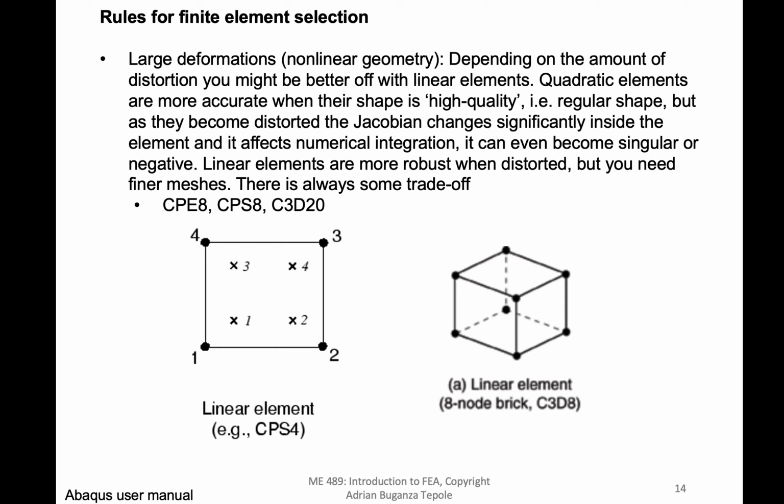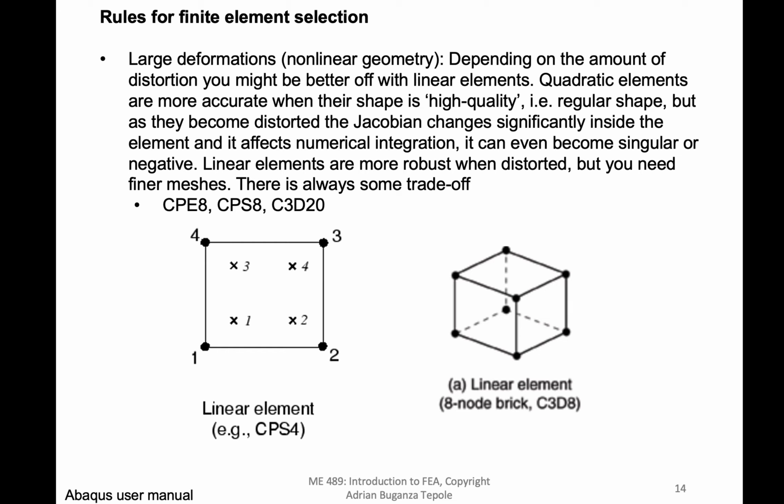For large deformations, the nonlinear geometry, we didn't cover this much in class, but depending on how much distortion, you might be better off with the linear elements. Again, quadratic elements are more accurate, but one of the disadvantages of the quadratic elements is that their performance depends on whether or not the shape is regular. By this high quality, I mean they have to be nice meshes, regular shape. But as the element becomes distorted, so you have very large deformations and the elements become distorted, the quadratic elements are not as robust for these changes in geometry.